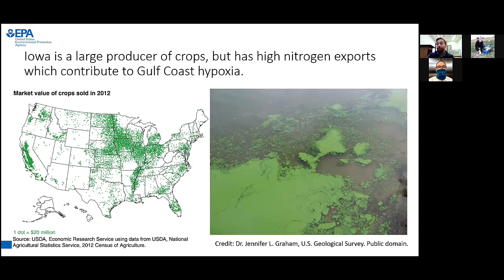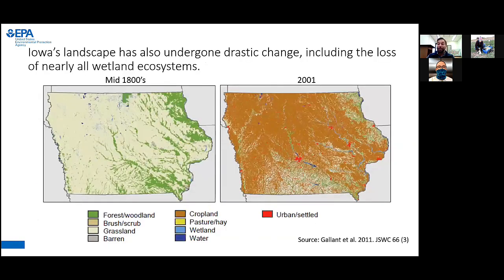However, Iowa also contributes a large share of the nitrogen and phosphorus that enters the Gulf of Mexico each year, which contributes to algal blooms and can result in low oxygen concentrations in the water column that endanger aquatic organisms. Additionally, because of the huge expansion of agriculture and to a lesser degree urban areas over the last 100 or so years, Iowa has lost at least 19% of its historical wetland ecosystems and a large portion of its grassland habitat.